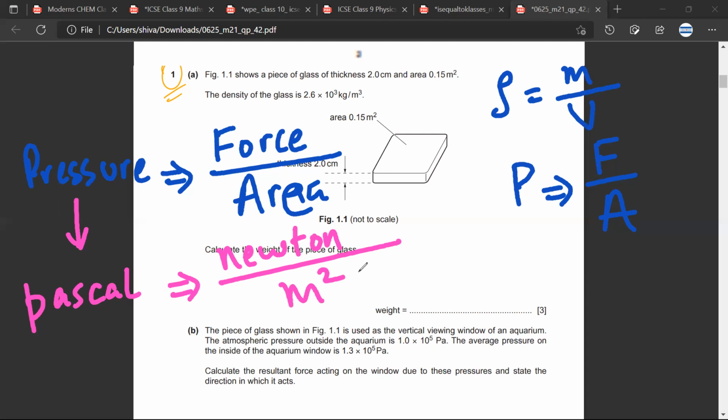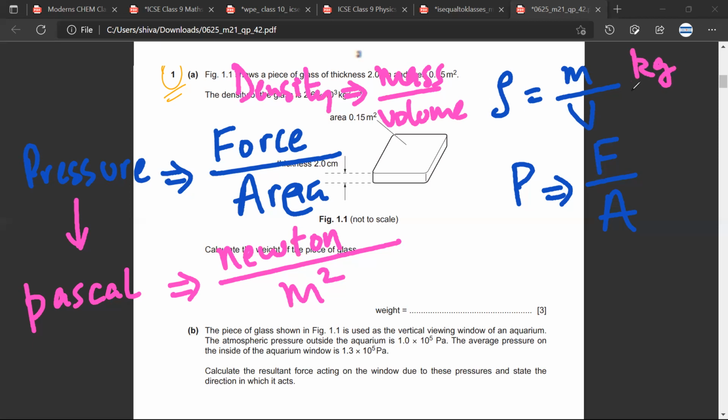Yes, sir. So pressure is equal to force per unit area, small p formula. Force is in Newton and area is in meter square. Are we clear? Yes, sir. And density is equal to mass upon volume. And the units are simple. Mass is measured in kg and meter cube is the unit of volume. Is it making sense? Yes, sir.